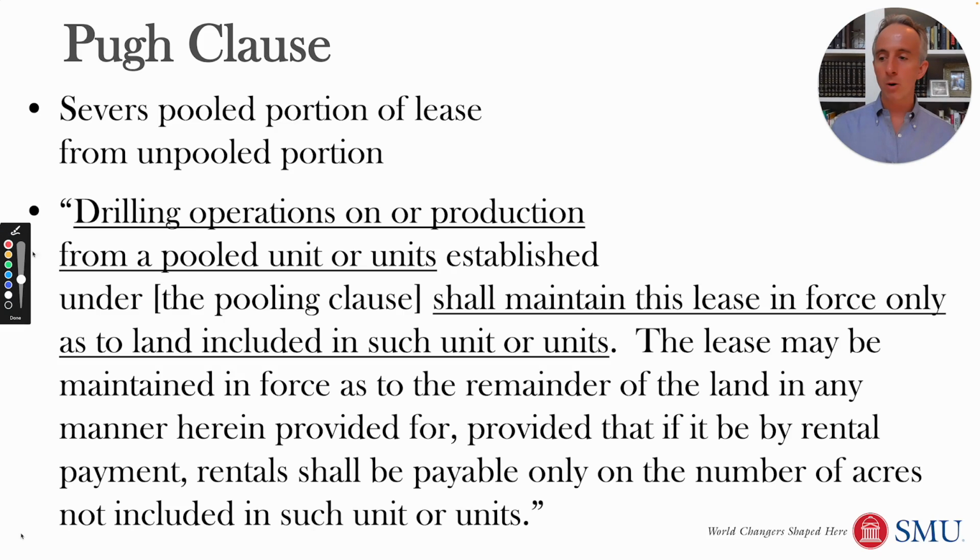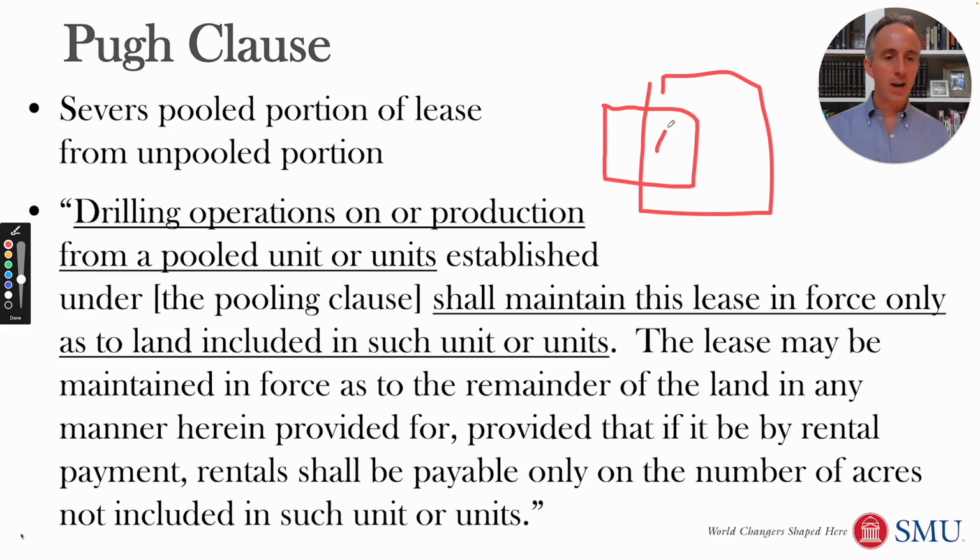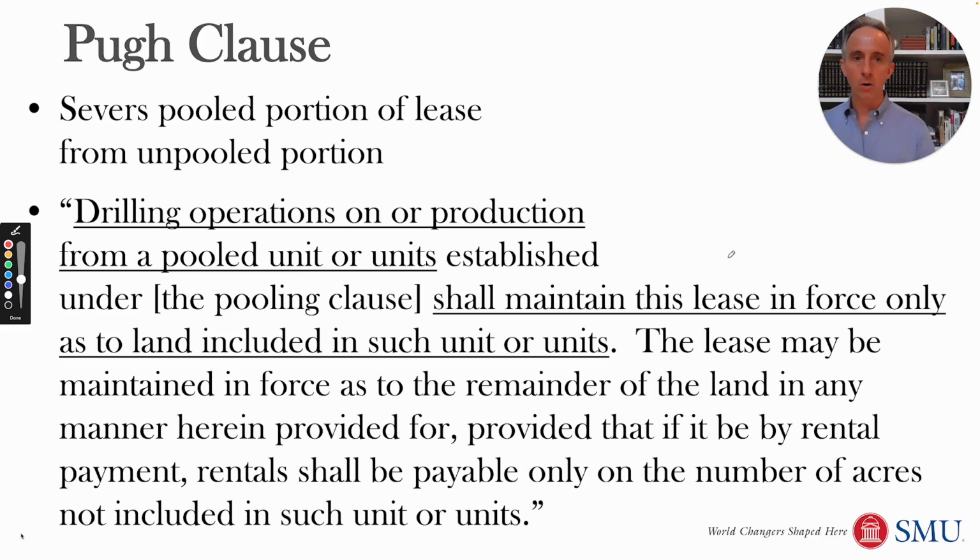So, in other words, if you have just, let's say, half of your property included in a pooled unit, that's fine. You're going to get production on that half, but the rest of the half goes back to the landowner if there's no drilling on it, if it's not pooled into another unit. So that's what a Pugh Clause does.